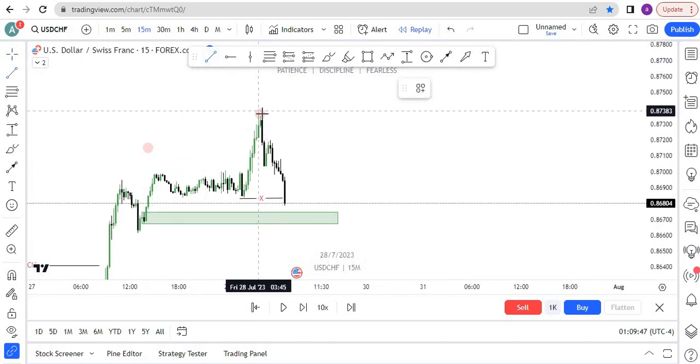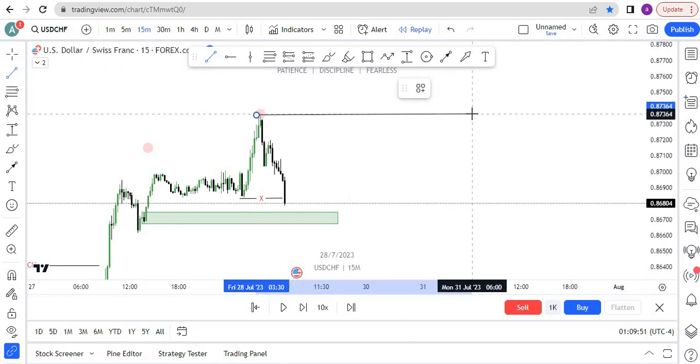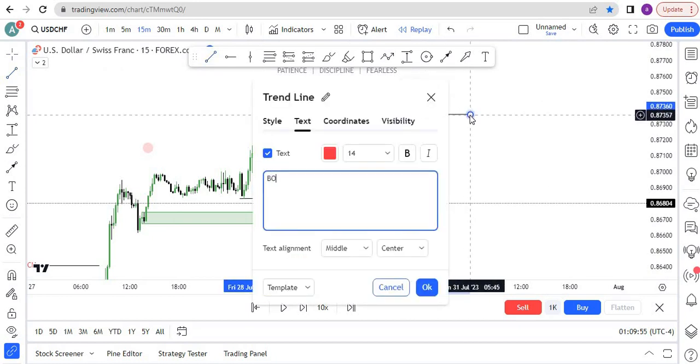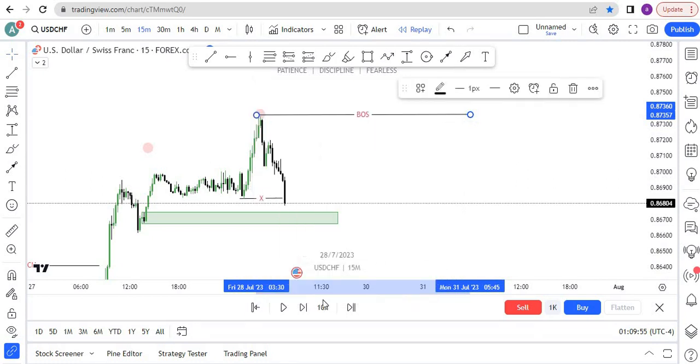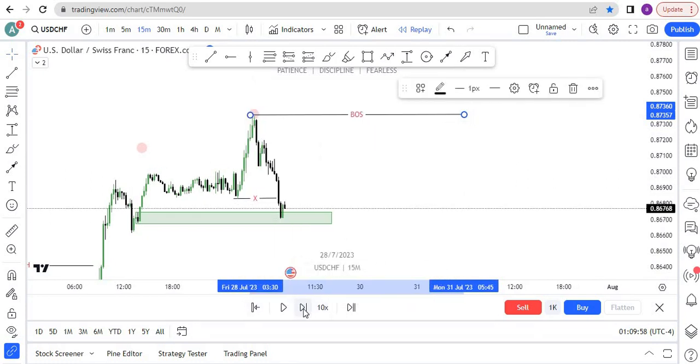So after the break of this high, the market closes above, we consider this a break of structure, right? Let's see what price does.